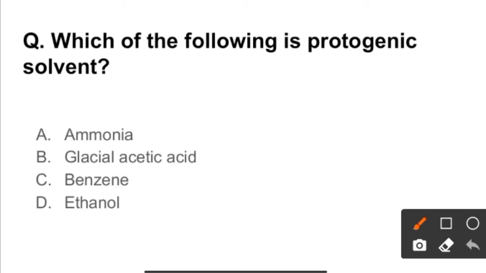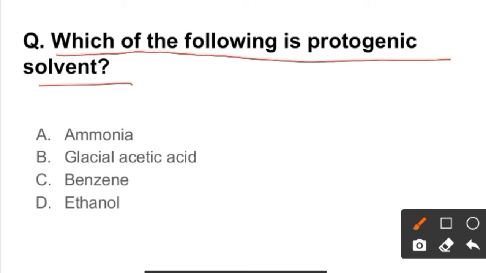First is: which of the following is a protogenic solvent? What is a protogenic solvent? Proto means proton and genic means generates. So this type of solvent generates the proton and is acidic in nature. Option A is ammonia. Ammonia is basic in nature. It has the property to accept the proton. So it is called protophilic solvent, not protogenic solvent.